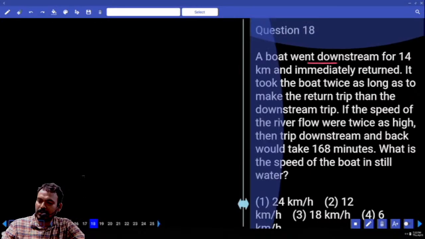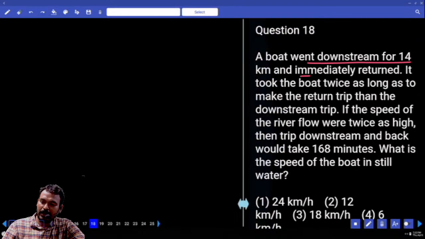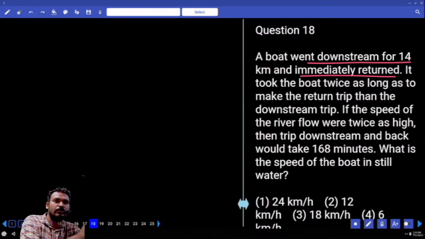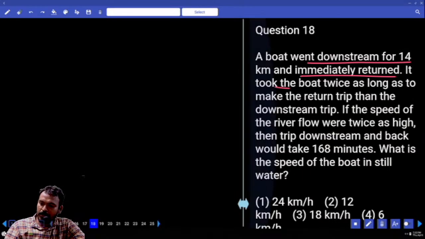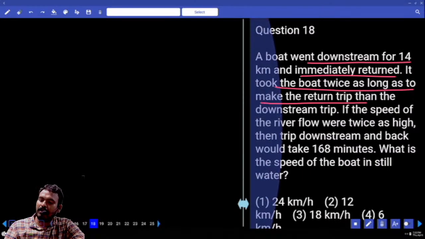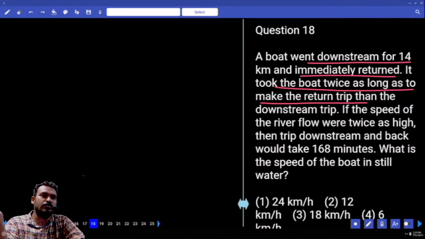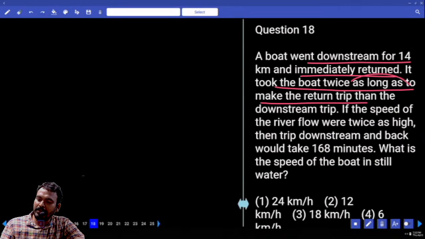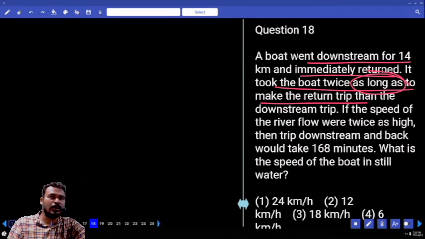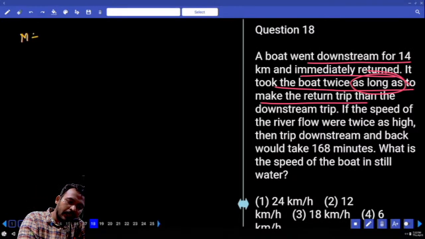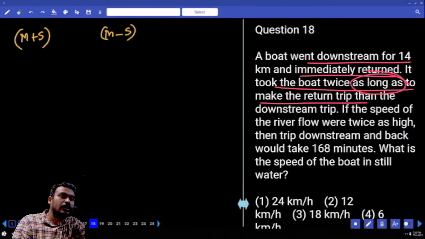First, downstream, how many kilometers are traveled? 14 kilometers and immediately returned, nothing but upstream. But it took the boat twice as long to make the return trip, meaning upstream time compared to downstream time. Twice as long means it is a time relation, not a speed relation. What is the downstream speed? M plus S. What is the upstream speed? M minus S. Suppose the downstream time is 1 hour, then the upstream time is 2 hours.